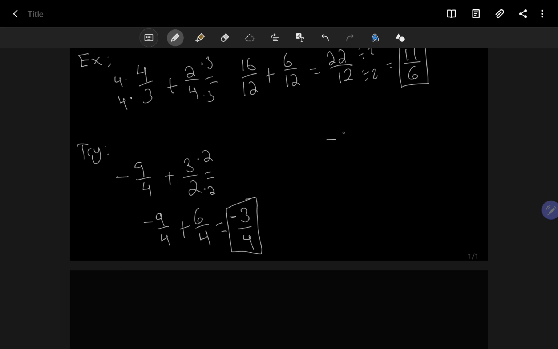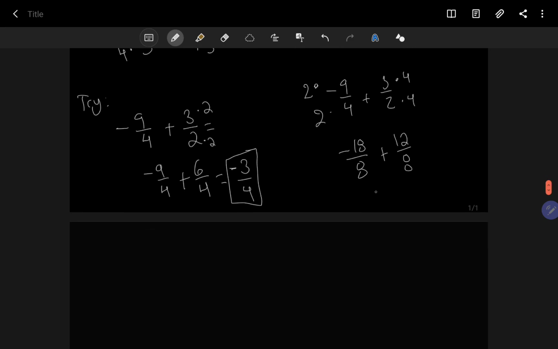The other way to do it is we just do what we've been doing. We multiply them by each other, so multiply both of those by 2. Multiply both of those by 4. Negative 18 over 8 plus 12 over 8. That gives me negative 6 over 8. And so now I just need to simplify it. So divide it by 2. Negative 3 over 4. So neither one will work. Cool. That's pretty much it for this.